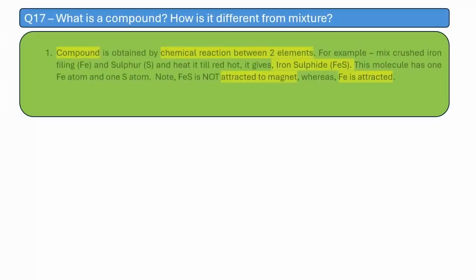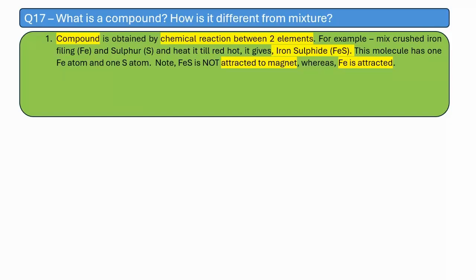Okay. What is a compound? How is it different from a mixture? See, a compound is obtained by chemical reaction between two types of elements. So if you take one type of atom and do a chemical reaction with another kind of atom, you get a molecule, and this is called a compound.